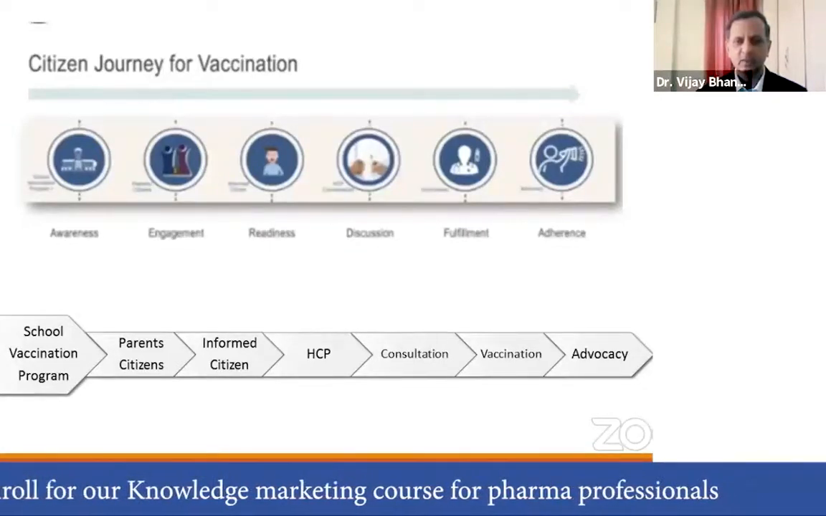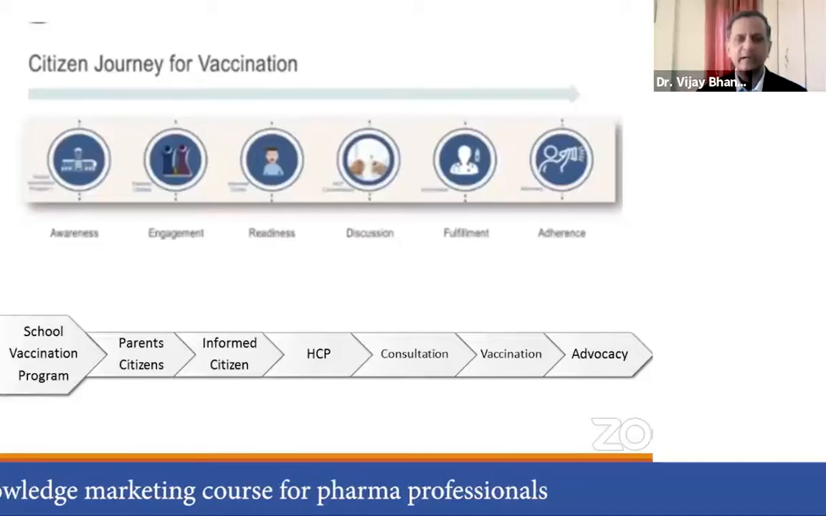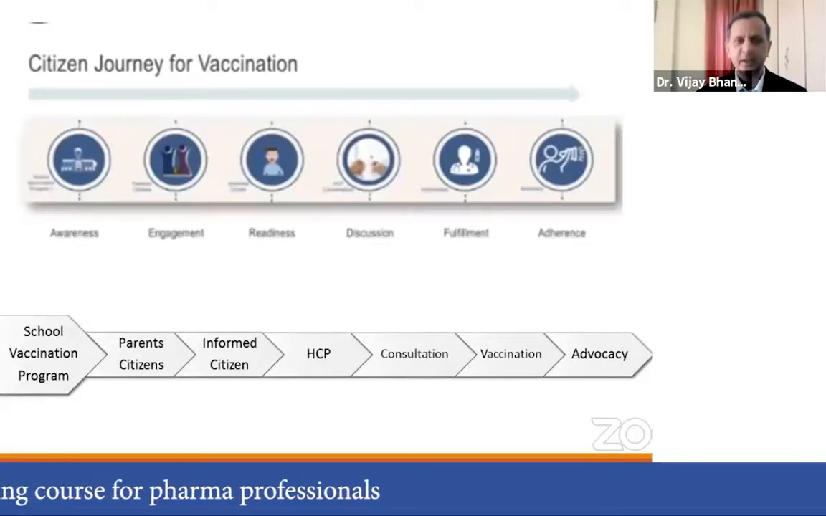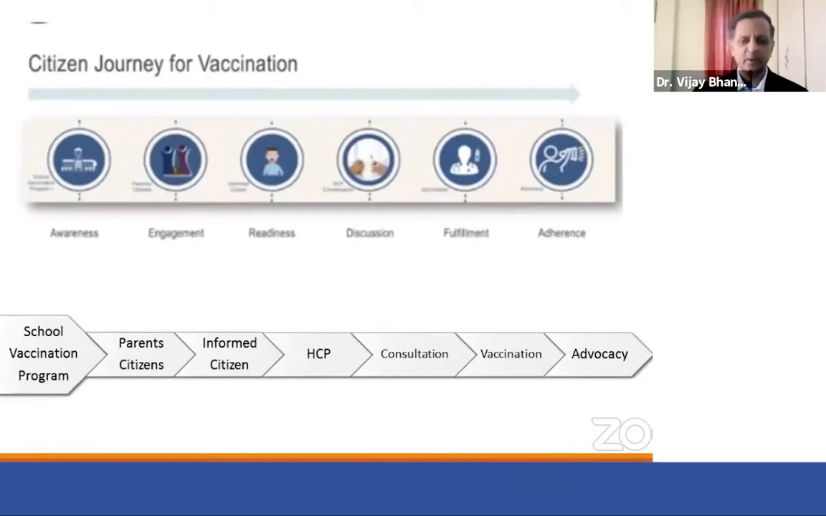So what I suggest is you need to identify the patient journey or the customer journey for your each individual brand or product. And this is extremely important. The more accurately you will be able to identify this, the better would be in a position to develop your strategies.